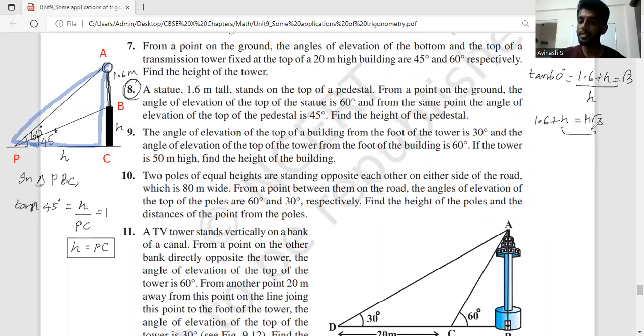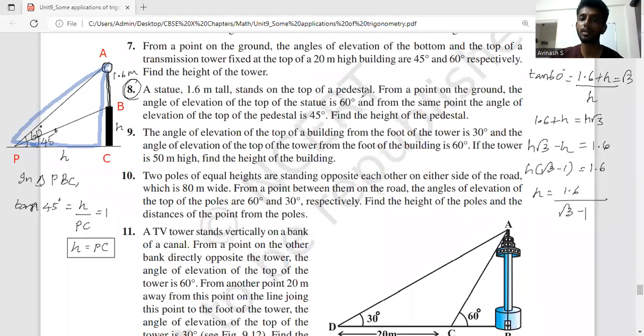Now this H comes to the right side. So initially this H went over there and it became multiplication. Now when you take this H, what you get now is H root 3 minus H. When this H goes there, it becomes negative, is equal to 1.6. So now what you do is you take H as common. When you take H as common, you get root 3 minus 1, in the place of H you get 1, which is equal to 1.6. So now what you get is H equals 1.6 divided by root 3 minus 1.